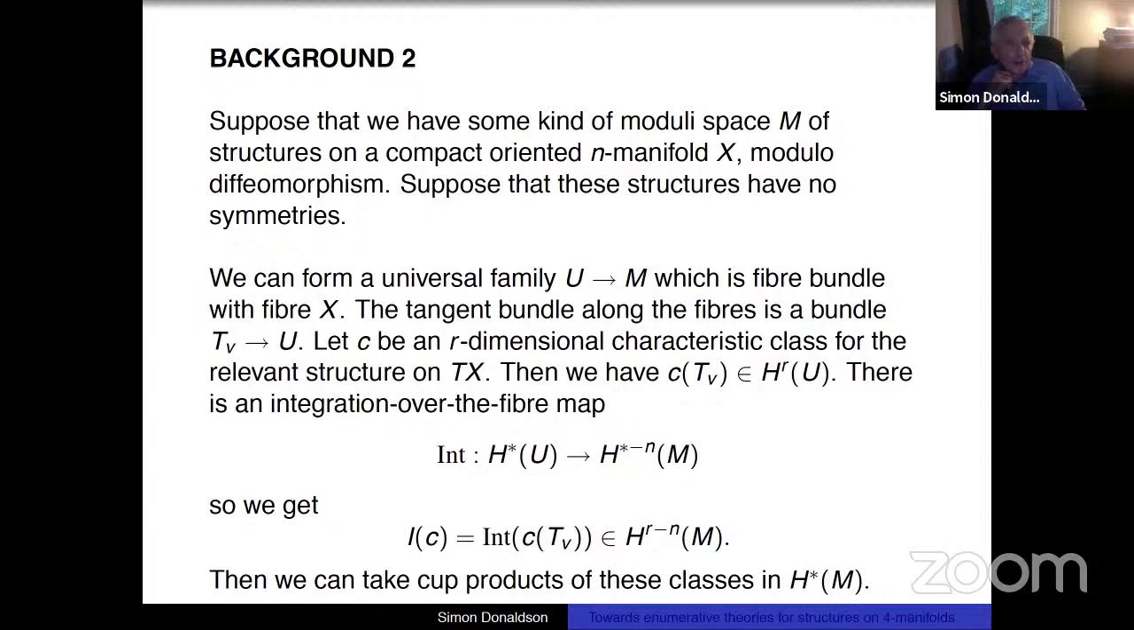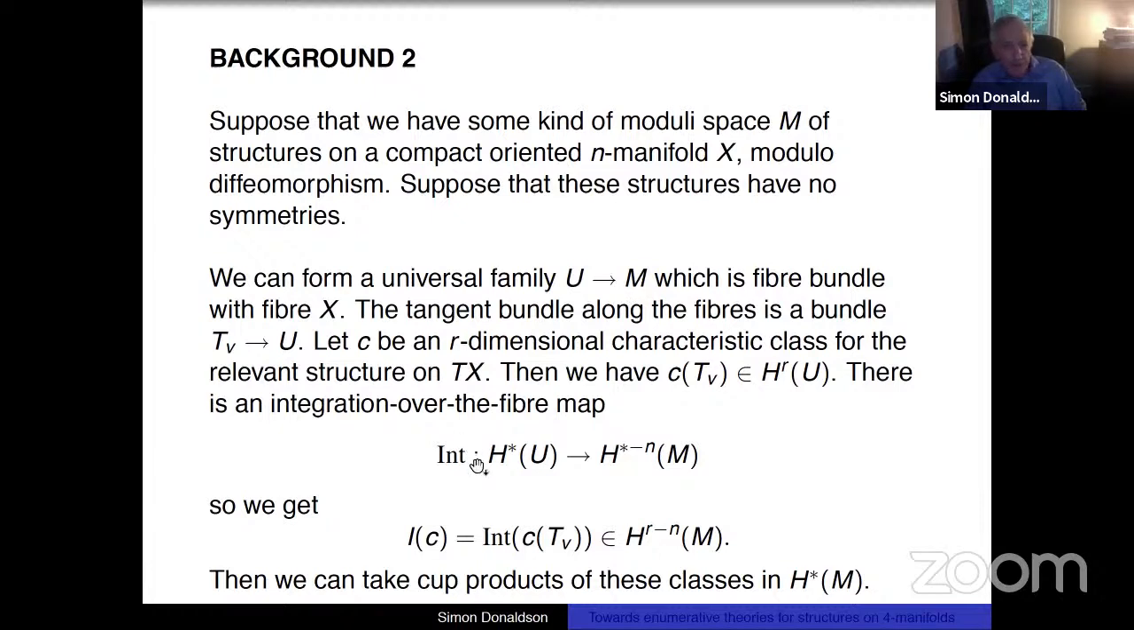That bundle has a tangent bundle along the fibers. So we get a vector bundle over our universal family. For any characteristic class appropriate to the kind of structure we might have on this tangent bundle, we can apply that characteristic class to get a cohomology class in the total space of the universal family. Then what we can do is integrate that over the fibers of our fibration U maps to N.